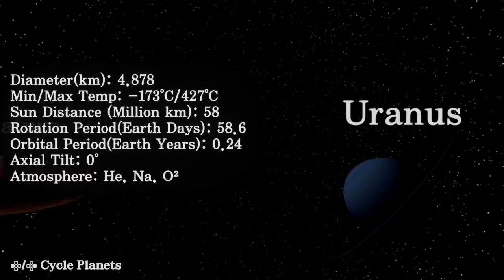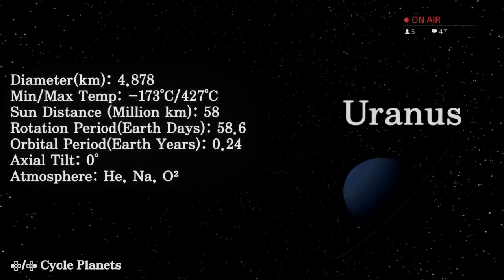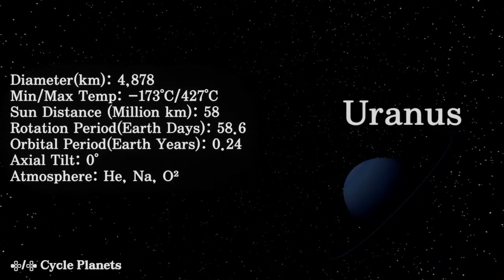Alright, do I want to add any more stats? You guys tell me, is there any more facts that I should add to each planet? We got diameter, minimum and maximum temperature. Oh, I think I did something wrong with that. Oh, that's right. Sun distance in millions of kilometers. Can I change that too? No. Rotation period, orbital period, axial tilt, and atmosphere.